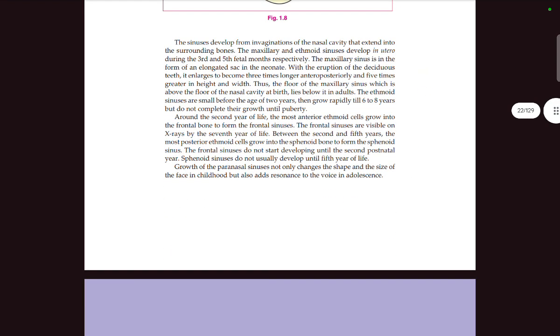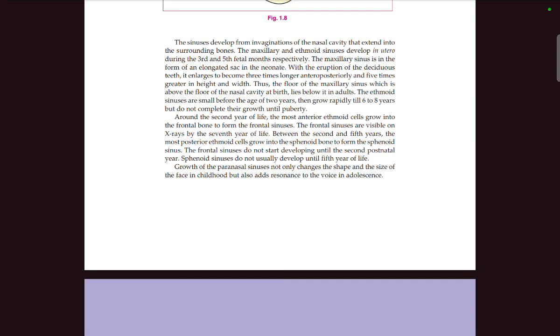The sinuses develop from invaginations of the nasal cavity that extend into the surrounding bones. The maxillary and ethmoidal sinuses develop in utero during the 3rd and 5th fetal months respectively. The maxillary sinus is in the form of an elongated sac in the neonate. With the eruption of the deciduous teeth, it enlarges to become 3 times longer anteroposteriorly and 5 times greater in height and width. Thus, the floor of the maxillary sinus, which is above the floor of the nasal cavity at birth, lies below it in adults.